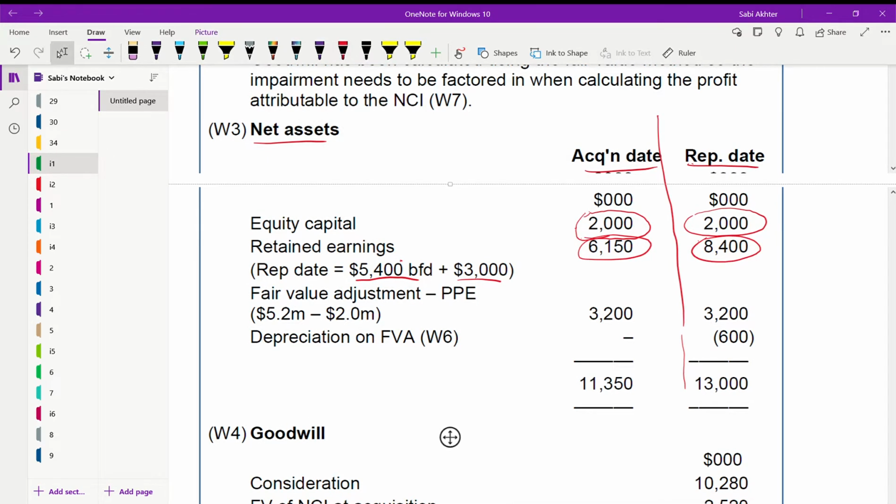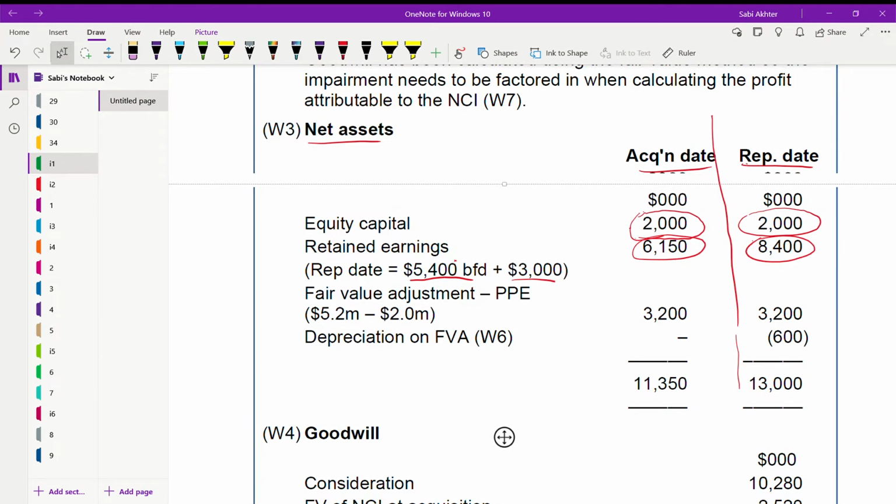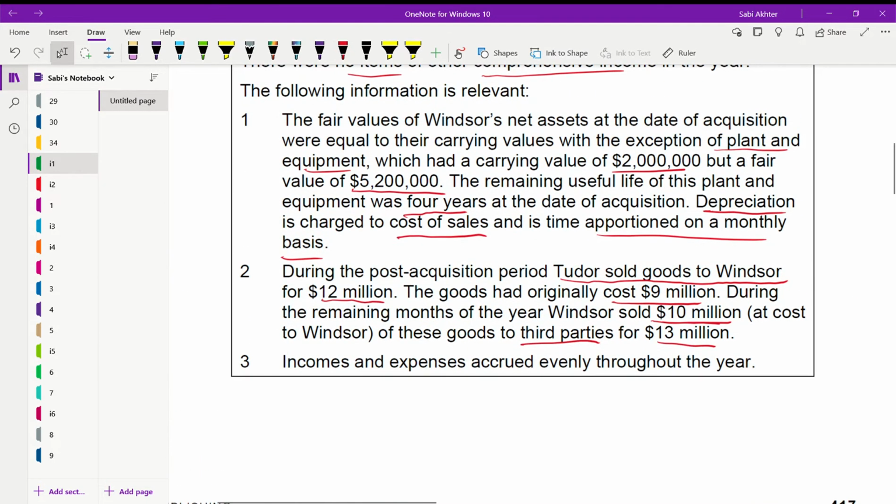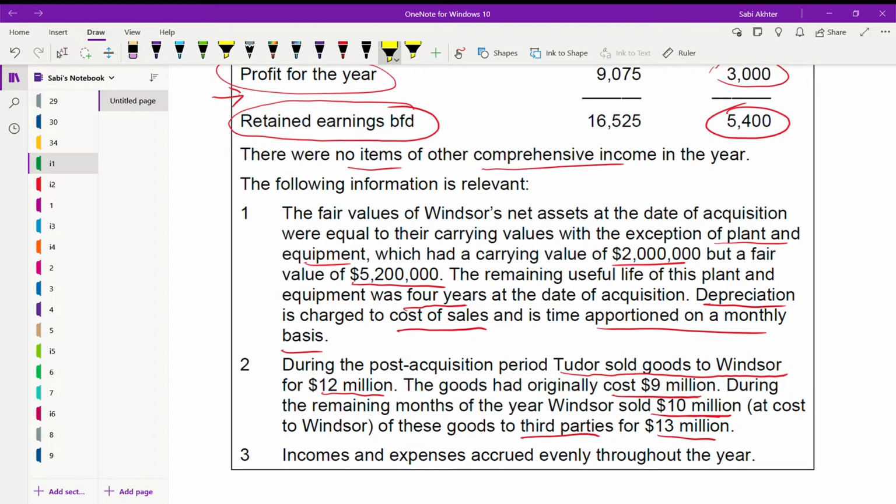Now we are coming to the fair value adjustments. Don't forget the fair value adjustment. And this depreciation you have to calculate after you calculate the fair value adjustment. For that we have a separate working number 6. So fair value adjustment is 5.2 minus 2 million. This is only for PPE, right? It was given here, the fair value was this, but the carrying amount was this. So the difference is the increase in the fair value, which we have to take.